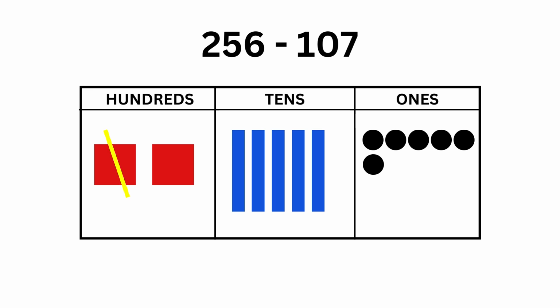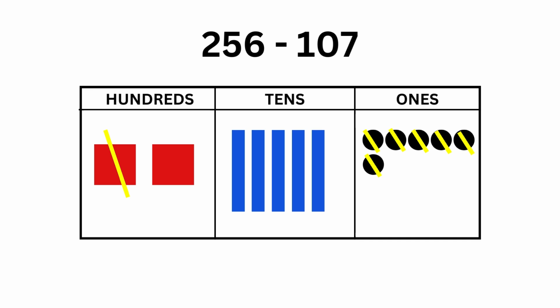And then there's a 0 in the tens place, so we're not going to subtract any of the blue rectangles. And now there is a 7 in the ones place, so we have to take away 7 black circles. But the problem is we have 6 black circles. So we can take away 6 of them, but we still have 1 left over that we need to take away. So now this is the concept of borrowing.